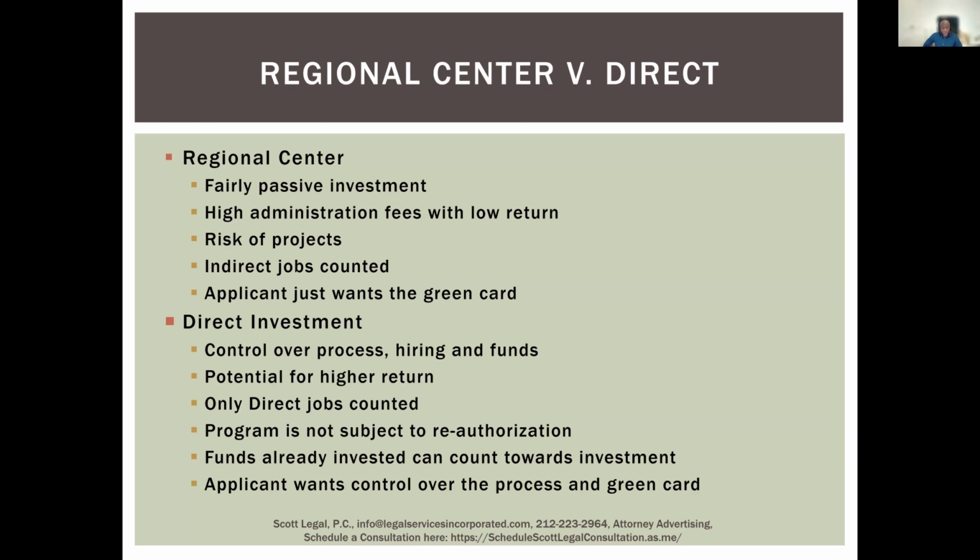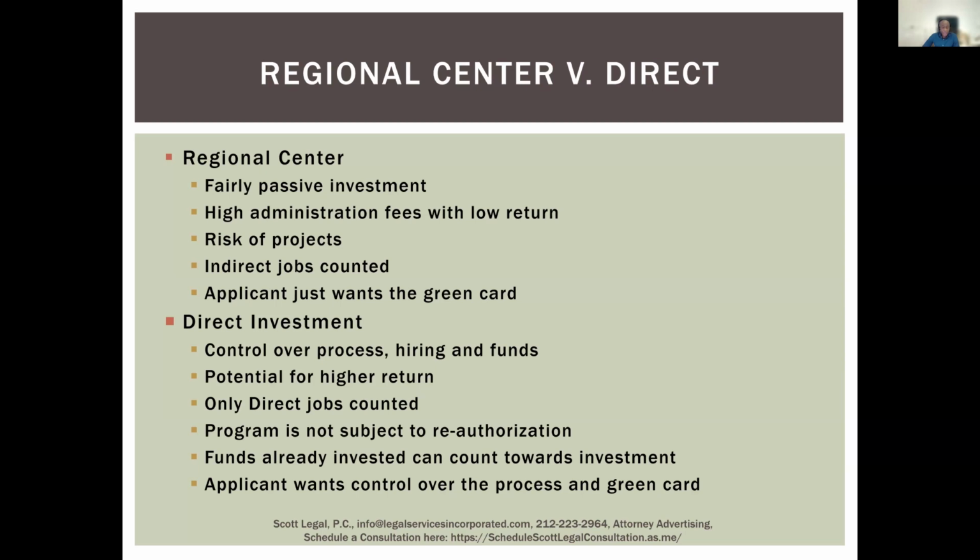And they are very different, and the profile of people who invest in both of these programs is very different as well. Someone who's looking to invest in the regional center program is really looking for a fairly passive form of investment. They don't really want to do a lot. They don't want to create jobs. They just want to hand over their money and really have someone else do it. And that's really what they're looking for. And with that, you have pretty high administration fees.